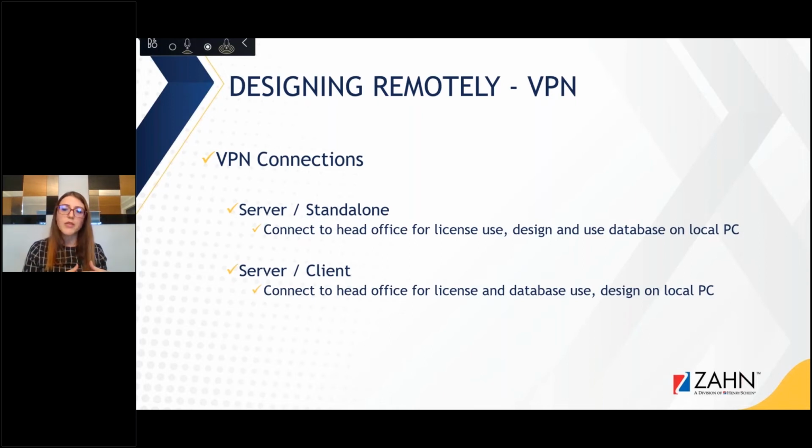So the only time that it's using the VPN connection is at the start of 3Shape, basically just checking to make sure that your license is valid to design. But it doesn't continue that communication back and forth during your design, which is what could slow down your system and take a little bit longer. So it's that one-time check, or one time for every case check for the license, and then you're good to go. The other option is server client.